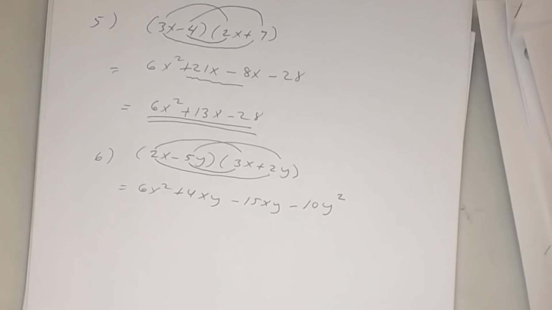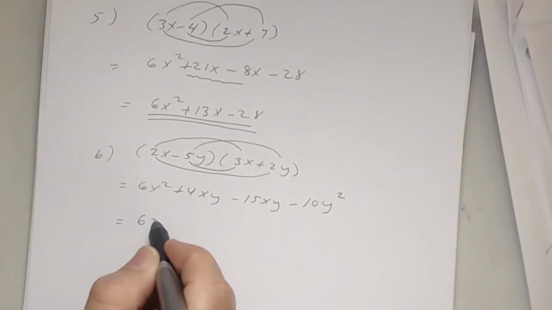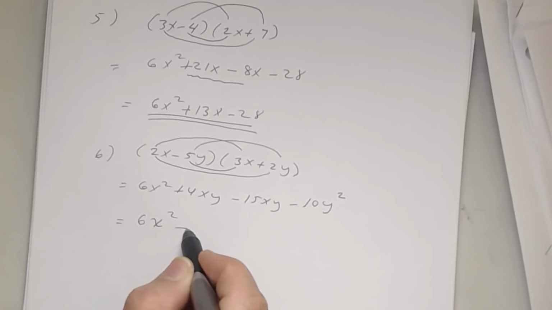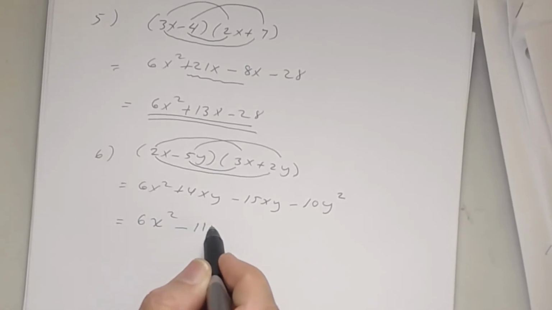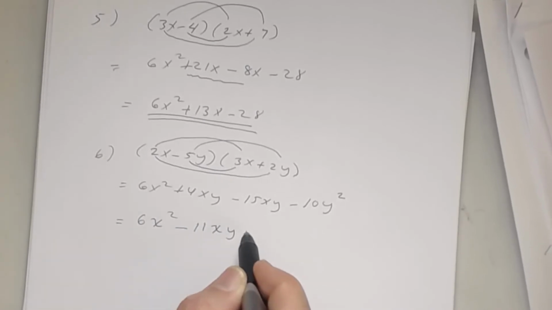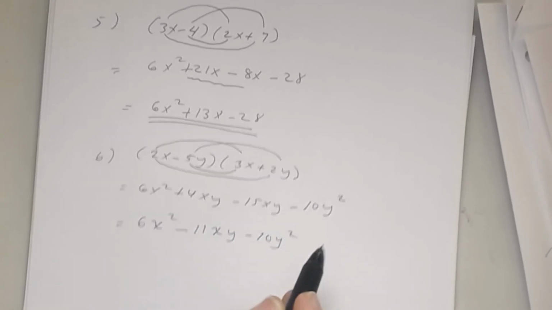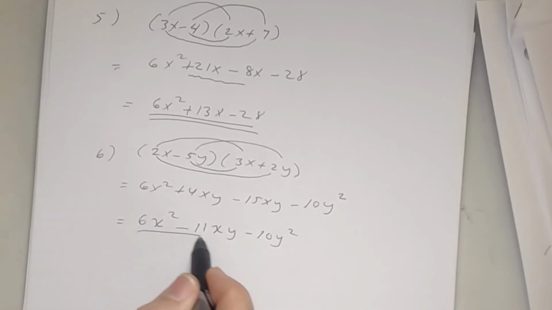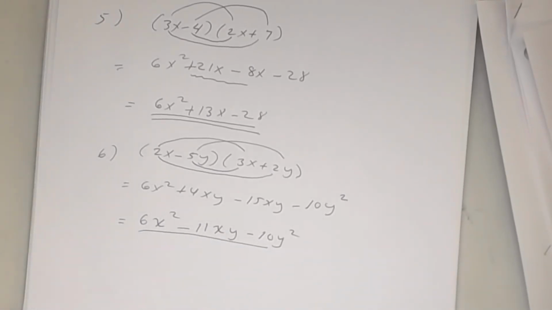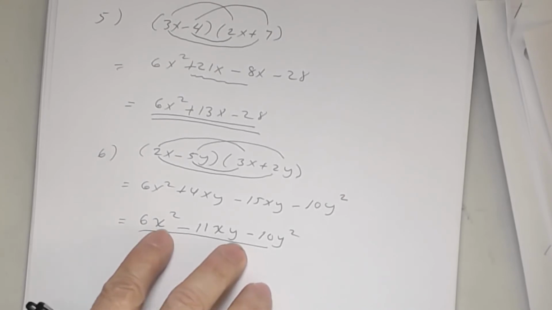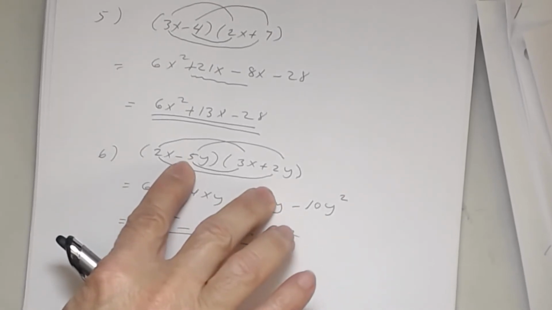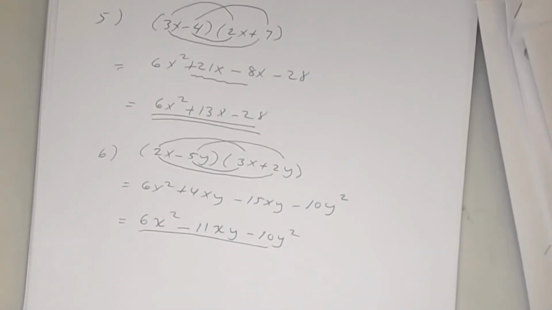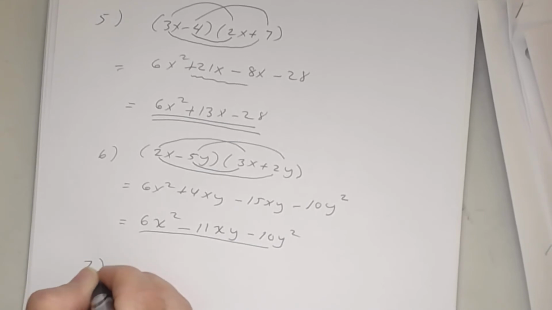And now combining like terms, what's the answer? Negative 11xy and then minus 10y squared. Okay? So that's what you did last semester. Now, in this chapter 13, you're going to be given this trinomial that has two variables in it, and you're going to have to come up with the two binomials, the product of two binomials. I'll be going backwards. Okay, number 7.